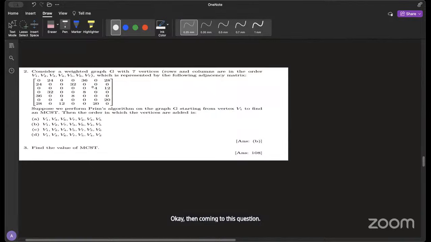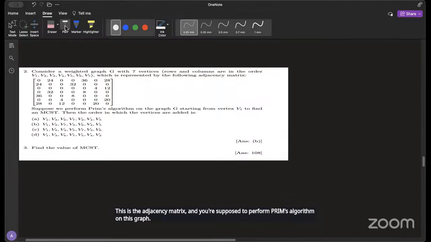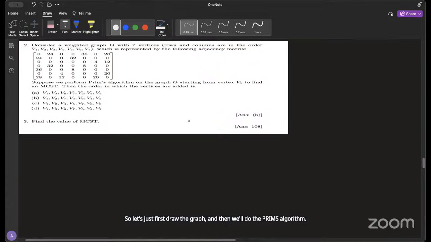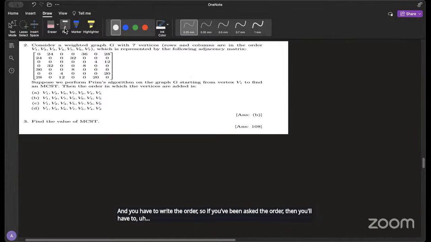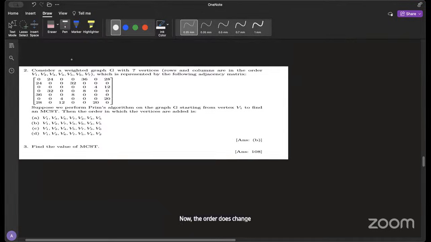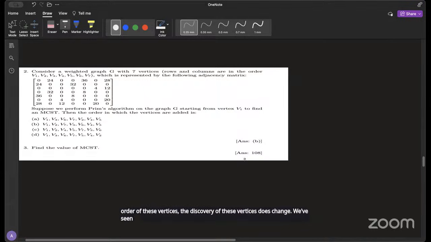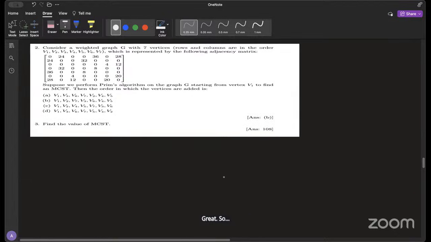This is an adjacency matrix for a weighted graph, and there are 7 vertices. You're supposed to perform Prim's algorithm on this graph. So let's first draw the graph and then we'll do Prim's algorithm. And you have to write the order. If you've been asked the order, then you'll have to. Now the order does change between Prim's algorithm and the other algorithm. The discovery order of these vertices does change. We've seen that, right?